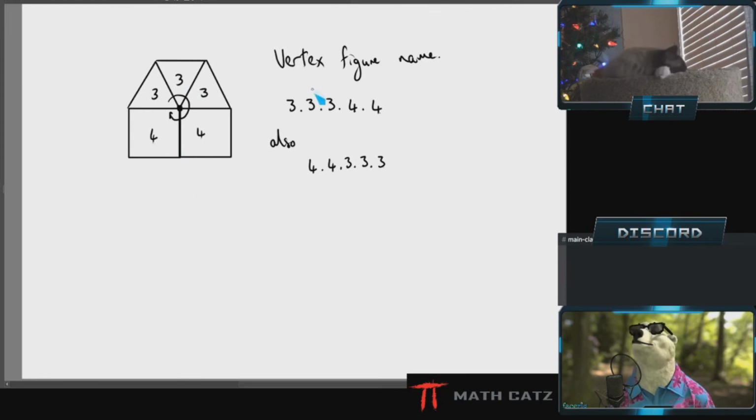Now, just be careful how you read this. This is not actually a number. I'm not actually multiplying, or this isn't actually a decimal point. It's just a separator. It's just a name.